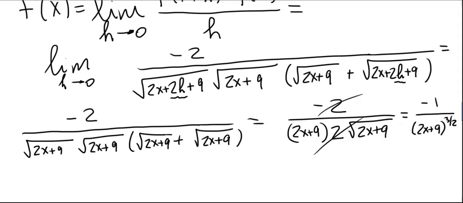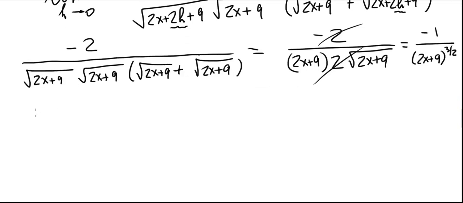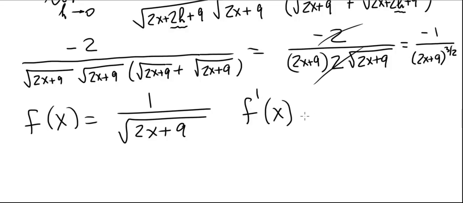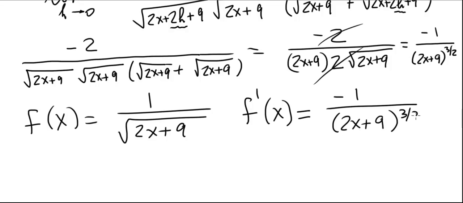So just to recap and summarize, we started with the function f of x equals 1 divided by the square root of 2x plus 9. Using the definition of the derivative, not differentiation rules, we found that the derivative of this function is minus 1 divided by 2x plus 9 to the 3/2 power.